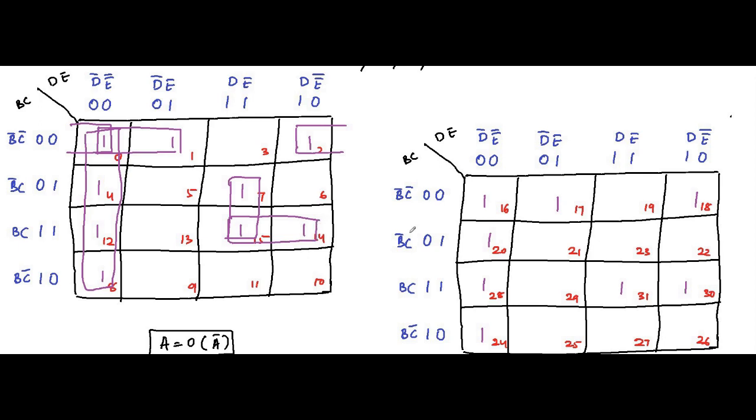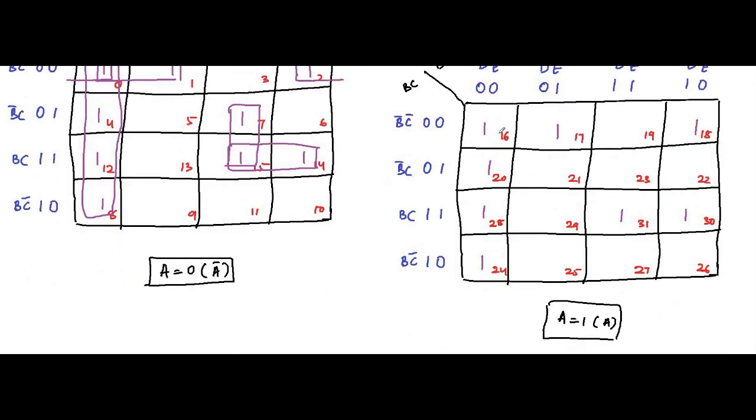Done. Then for the second K map, focus on cells 16, 20, 28, 24, a quad is possible. 16 and 17, a pair is possible. Then 16 and 18, another pair possible. Very similar to the first K map. Then 30, 31, another pair possible. Here we'll be using a very interesting tactic: without assigning A values, we'll directly write the minimized Boolean expression.